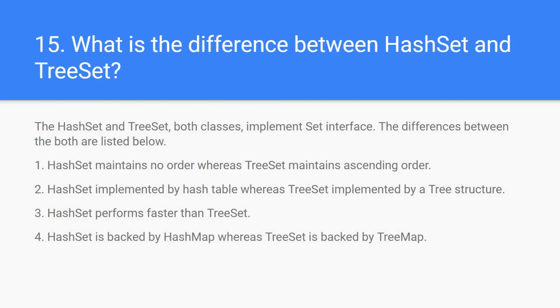What is the difference between HashSet and TreeSet? The HashSet and TreeSet classes both implement the Set interface. The differences between them are below. HashSet maintains no order, whereas TreeSet maintains ascending order. HashSet is implemented by a hash table, whereas TreeSet is implemented by a tree structure. HashSet performs faster than TreeSet. HashSet is backed by HashMap, whereas TreeSet is backed by TreeMap.